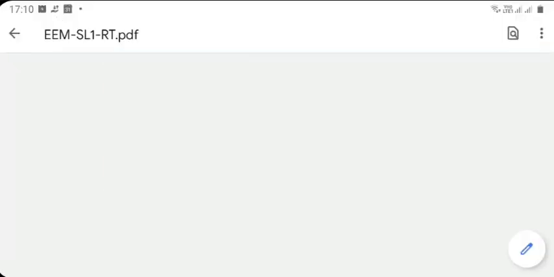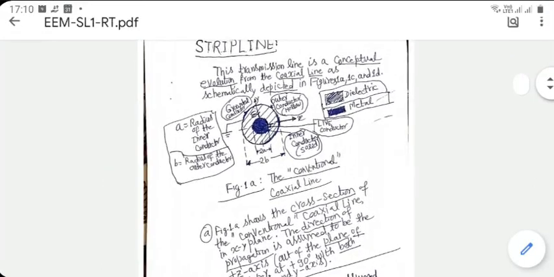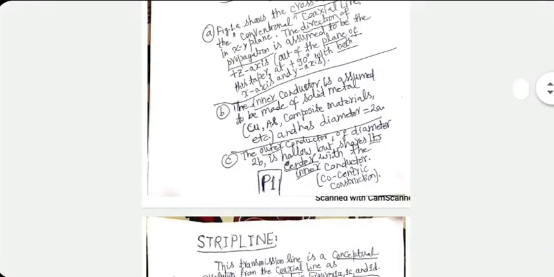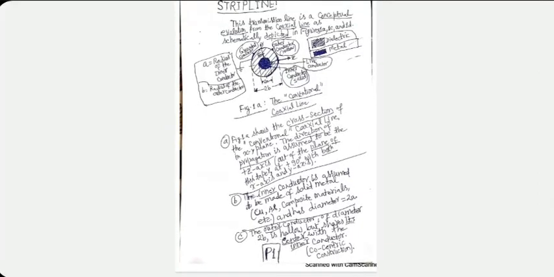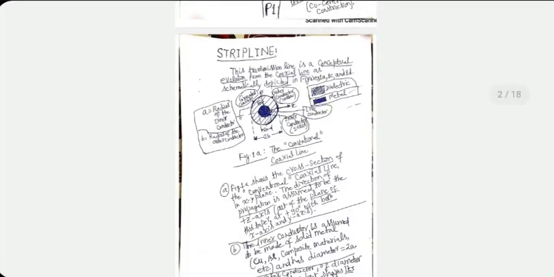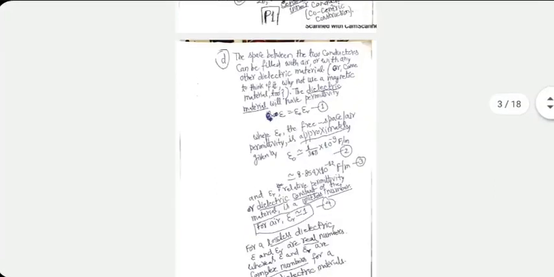Now let me get back to the document which I was showing you last time. Strip line, as I have said again and again, is a conceptual evolution from coaxial line. I showed you all this last time. Okay. By the way, the one page is repeated in this document, so ignore it. You are aware of all this.